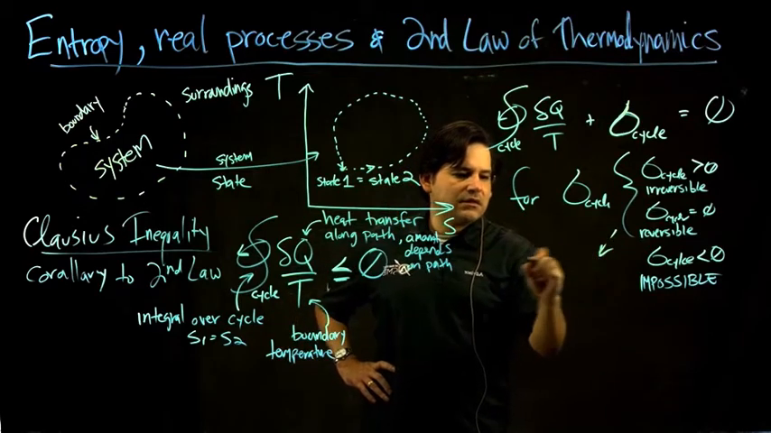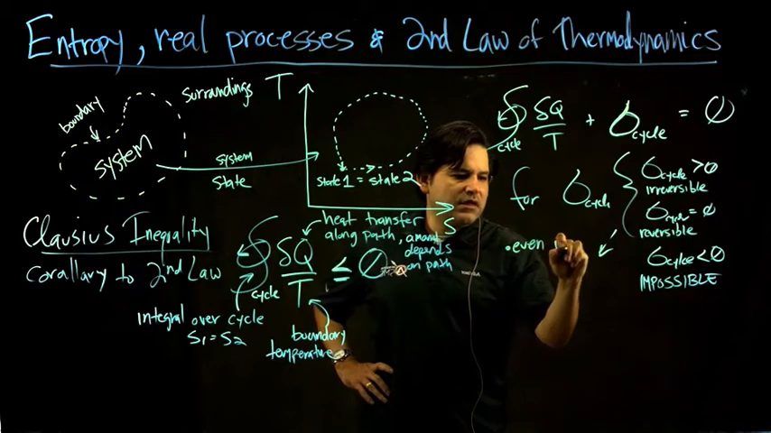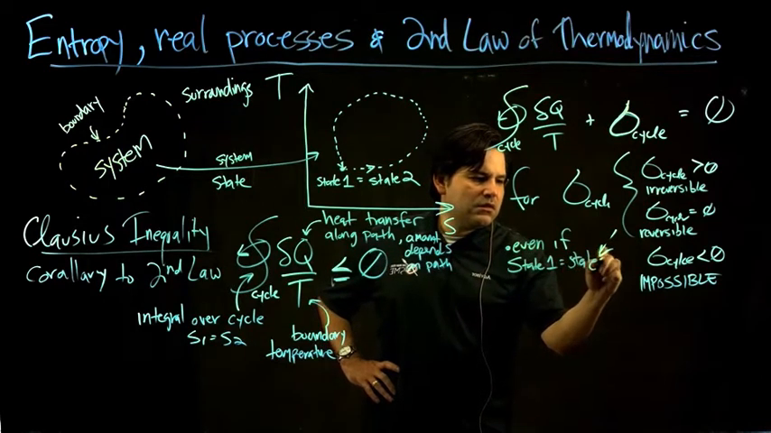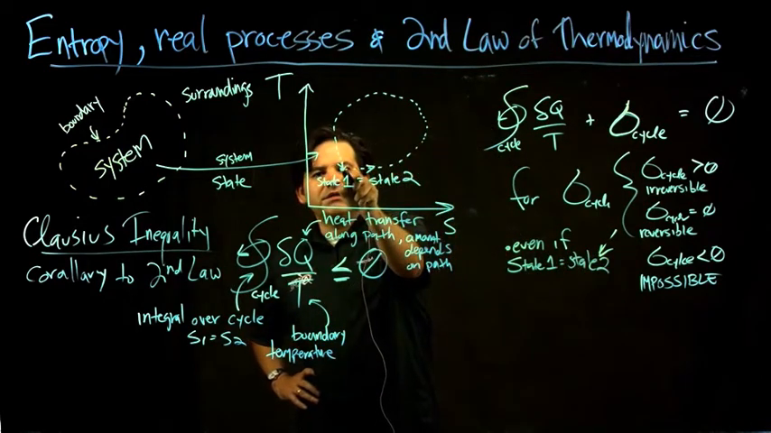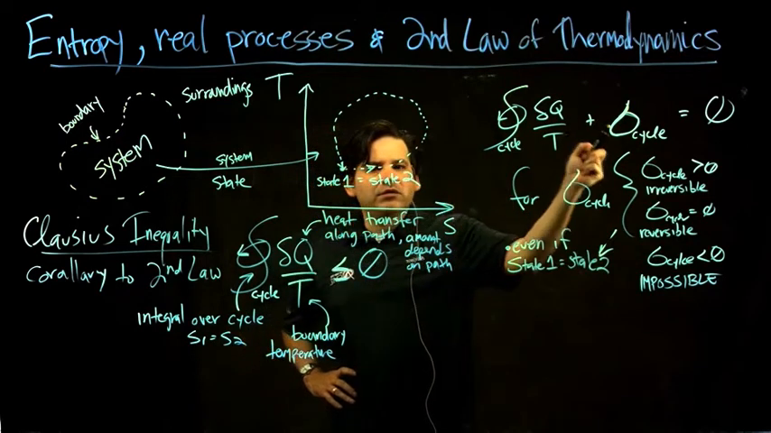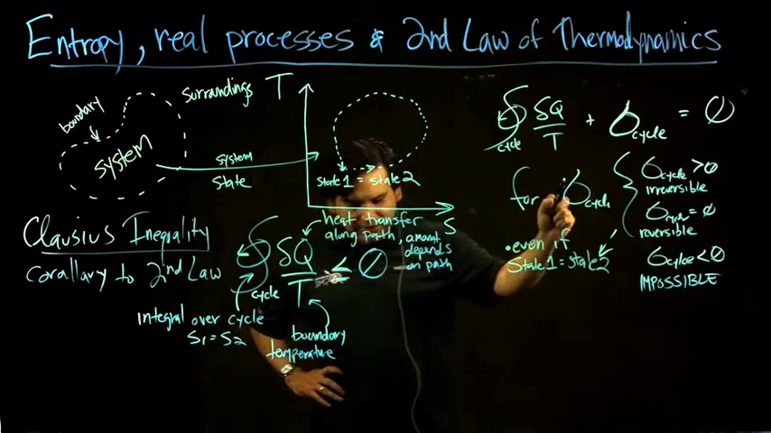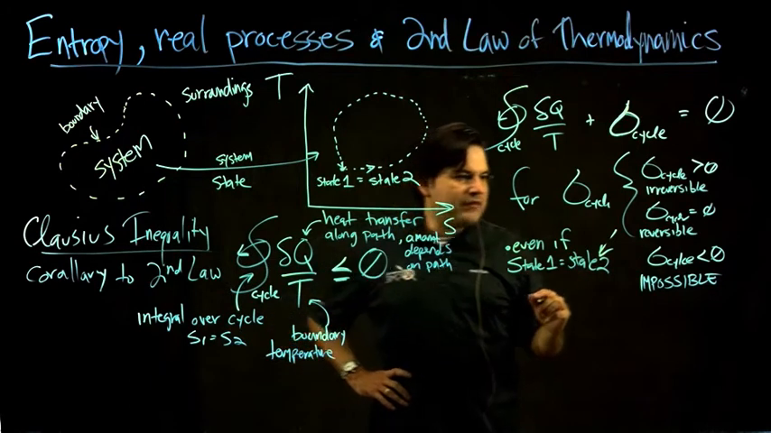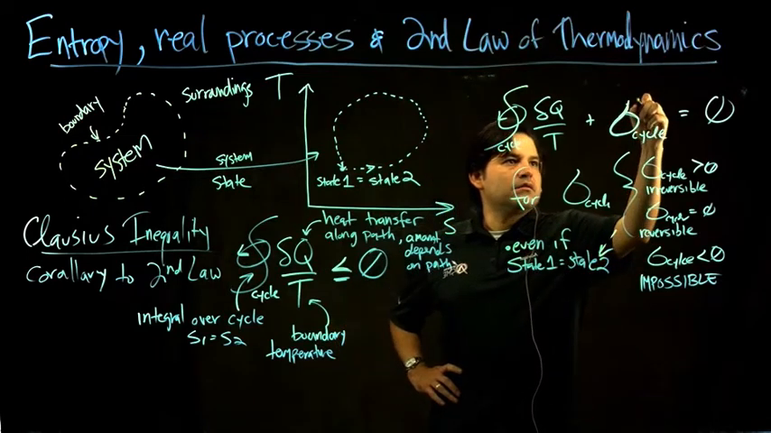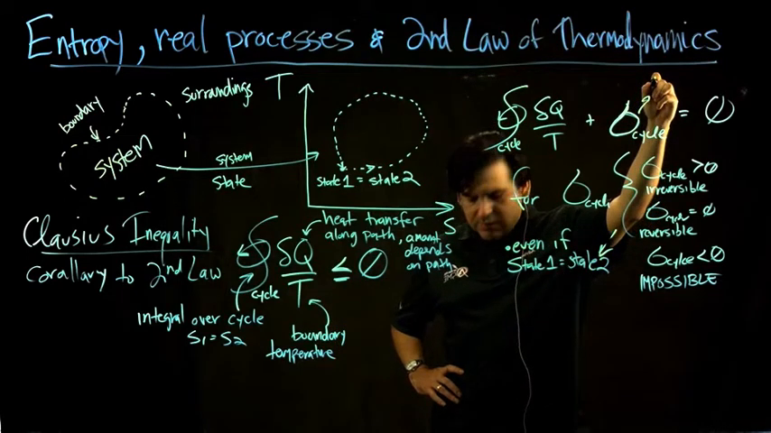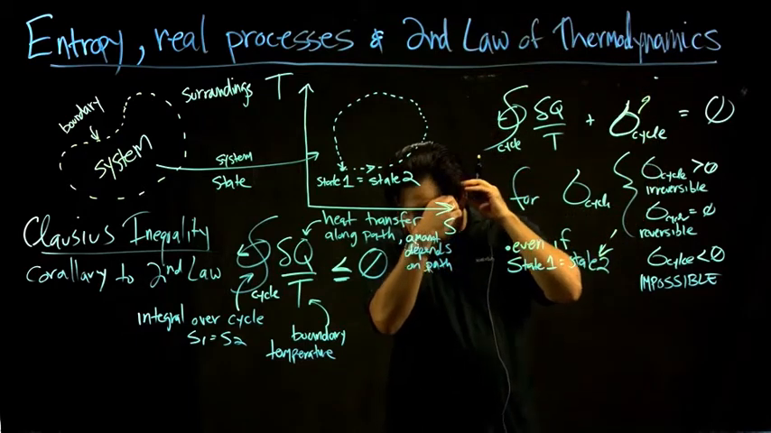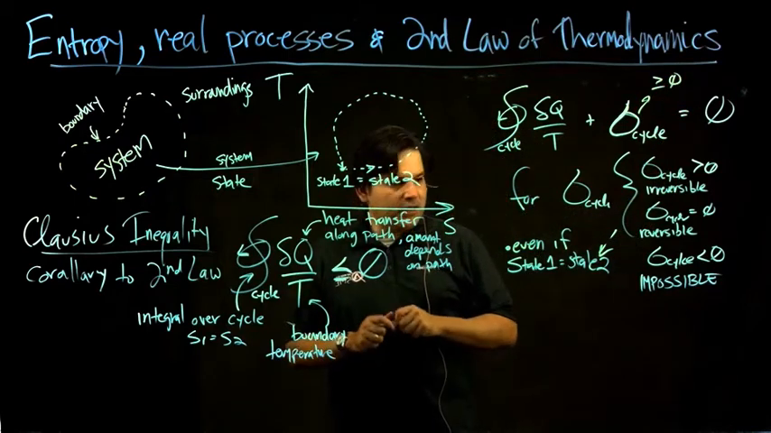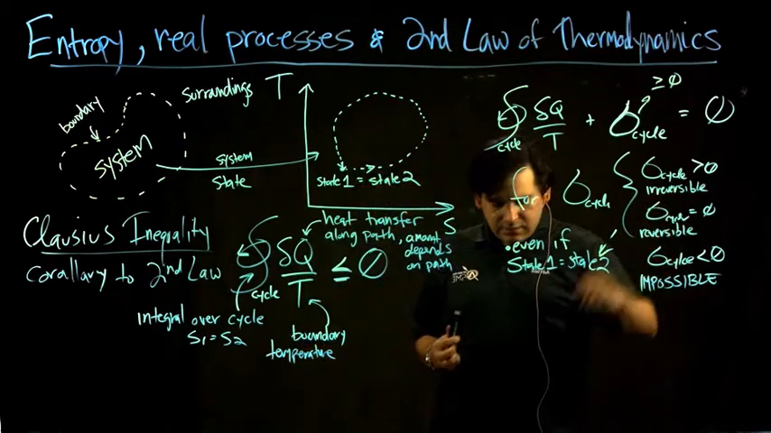So this applies even if state 1 equals state 2. So if you go around a cycle, you don't do anything to the system, no net result of the system, you're still going to have an effect on the universe, which is given by this Clausius inequality. Another way of saying this is that this has to be greater than or equal to 0. And for any real cycle, you'll have something greater than 0.